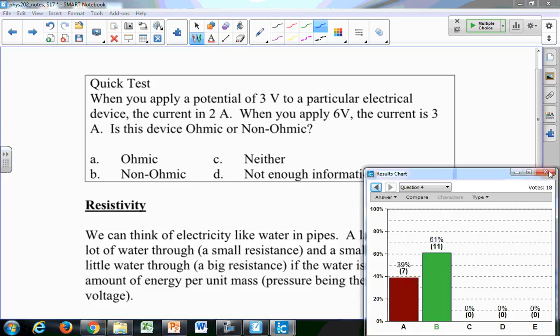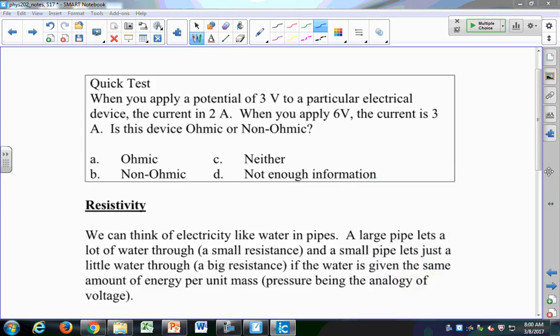Okay, this device is non-ohmic. The way you tell is just say, well, does the resistance change? For a non-ohmic device, the resistance will change. For an ohmic device, the resistance will not change.